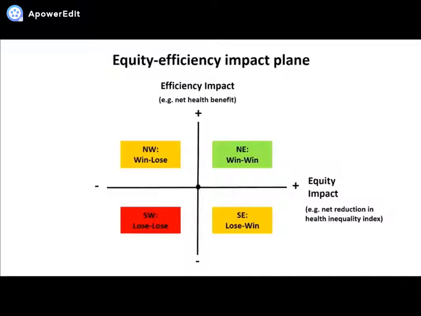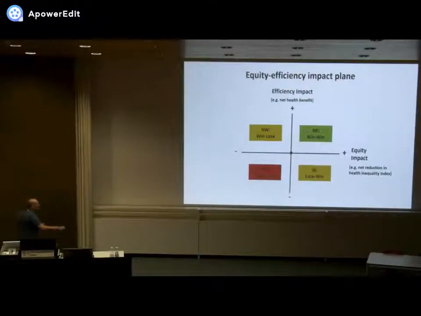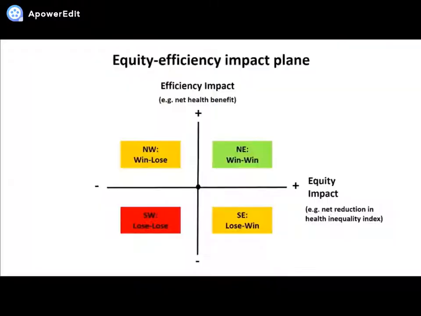But then we've got this horizontal axis, the equity impact, right? And so you can easily find cases. So that's what you want. You want decisions that are efficient in terms of health. They produce more health for the population, but they also reduce inequalities in health, or they're improving equity in some ways that the decision maker cares about, okay?